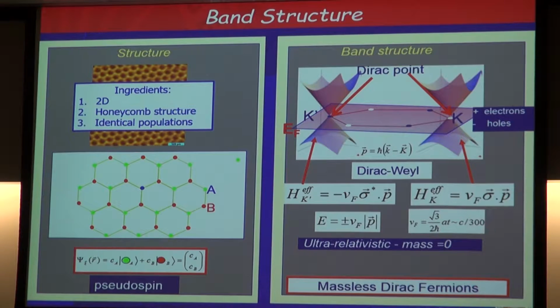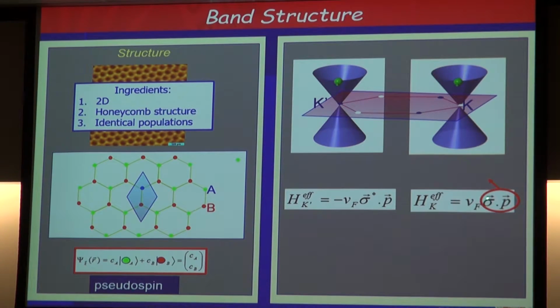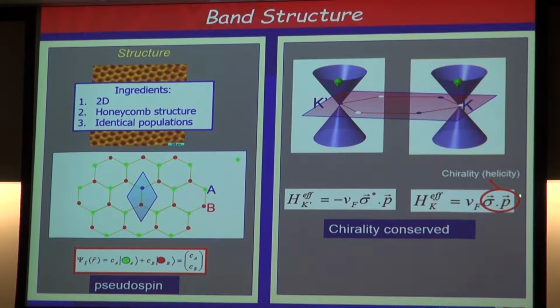There's something interesting. If you look at this Hamiltonian, you see that sigma dot p is the chirality operator. So chirality is a good quantum number. And that is the projection of the pseudospin on the direction of the momentum. So in this cone, the projection is parallel to the momentum. In this cone, it is anti-parallel to the momentum. So you have two types of chiralities here. Unlike neutrinos, you have both types. In neutrinos, you only have left-handed neutrinos.